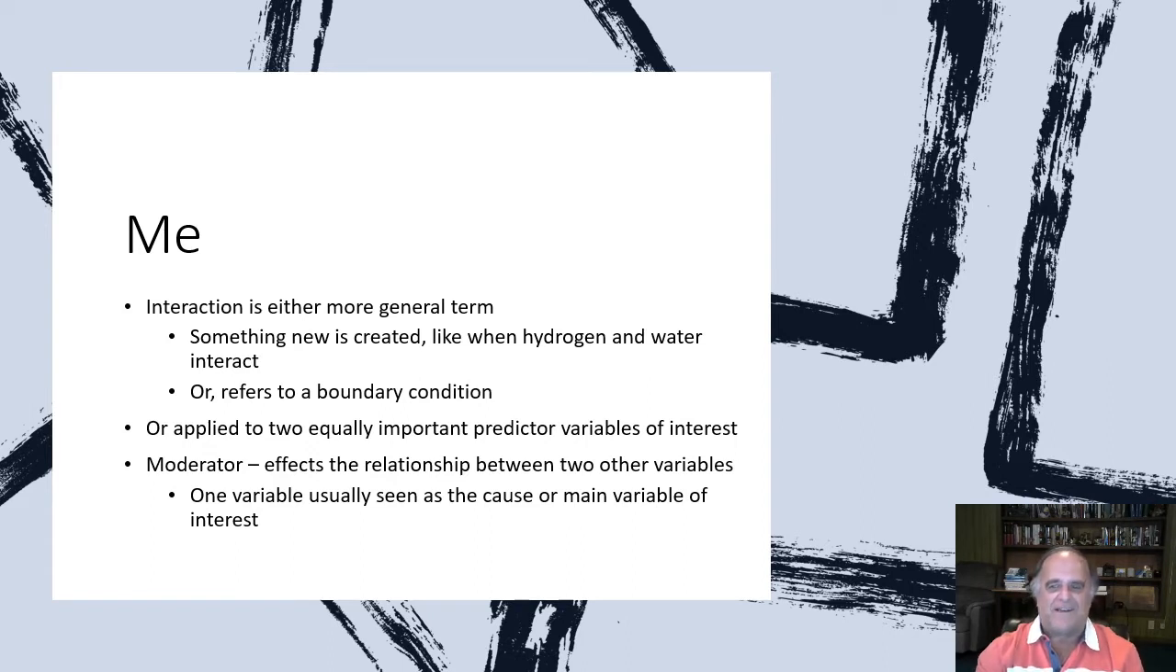Also, many boundary conditions, I think, cause interactions. And I think it's an interaction that's not a moderator anytime the interaction involves two equally important predictor variables of interest. To me, a moderator implies that one variable is affecting the relationship between two other variables. So a moderator occurs when one variable is seen as the cause or main variable of interest, and that second variable is changing that causal relationship.